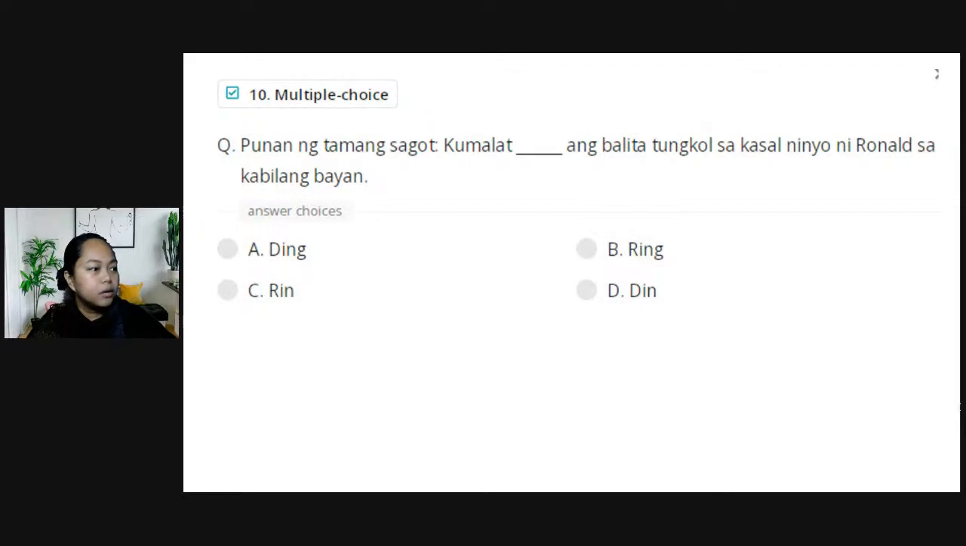Okay, let's take a look at your answer. Letter D. Karamihang choice nyo ay letter D. Okay, punan ng tamang sagot. Kumalat, patlang ang balita tungkol sa kasal ninyo ni Ronald sa kabilang bayan. The correct choice here would be letter D, din. Okay, so din po, hindi rin, no? Ito lang naman yung ating pinagpipilian, hindi si ding at si ring.